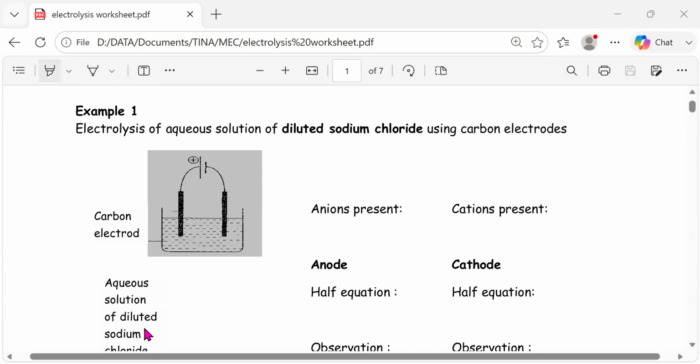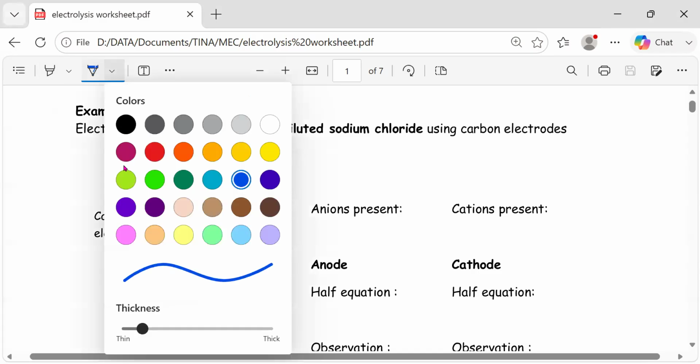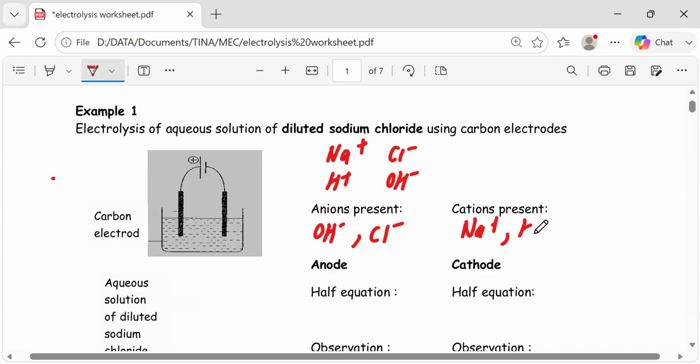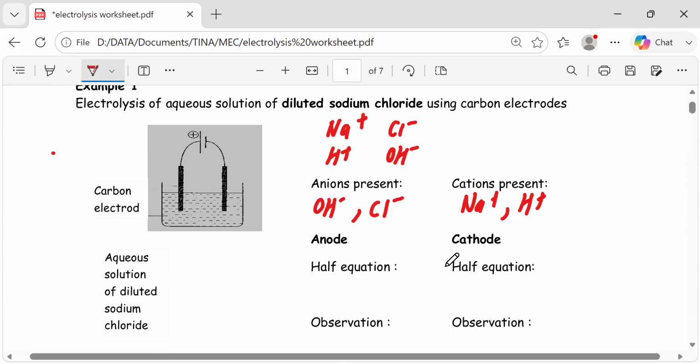Basically you must have your list already in your brain, either on a piece of paper or in your brain. So dilute sodium chloride means it's an aqueous solution. It has sodium chloride. Does it have water? Yes. So what you need to do is arrange them. Anions present, hydroxide, chloride. Cations present, sodium and hydrogen. Write down the half equation in the anode, half equation in the cathode, and based on your half equation, what do you see?